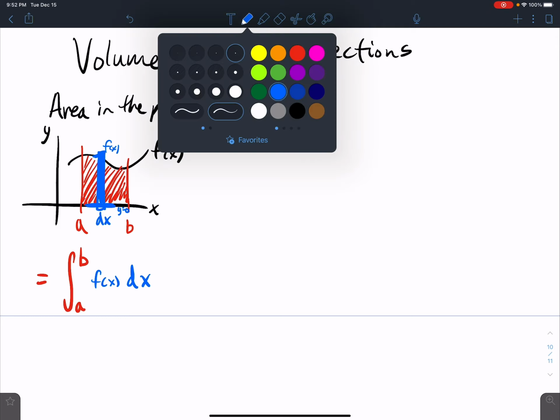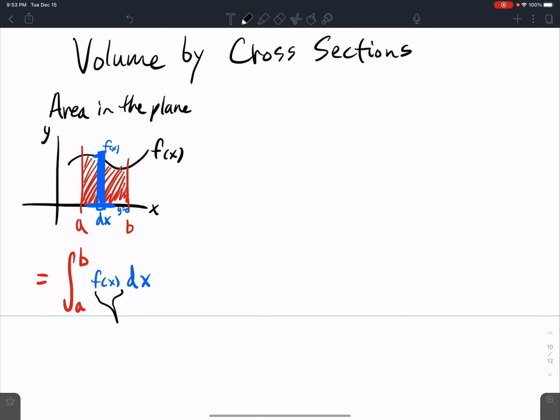Okay, so this is your height. And then this is your width. Okay, and so height times width gets you the area of a rectangle, right?